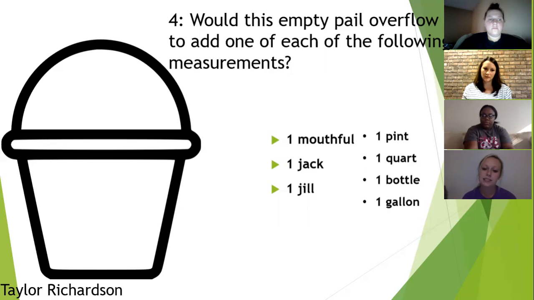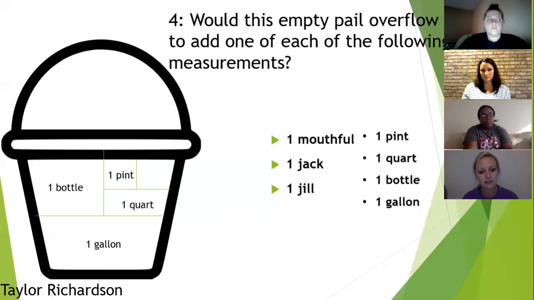And so when we're looking at this pail, we can start with the gallon. The gallon is going to fill up half of our pail, and that leaves about a gallon of space left. And so going by the rule of halves, we can add a bottle, and that's going to take up half of our space. And there's our bottle, and then we add a quart, followed by 1 pint, followed by a gill, and then a jack, and then finally a mouthful.